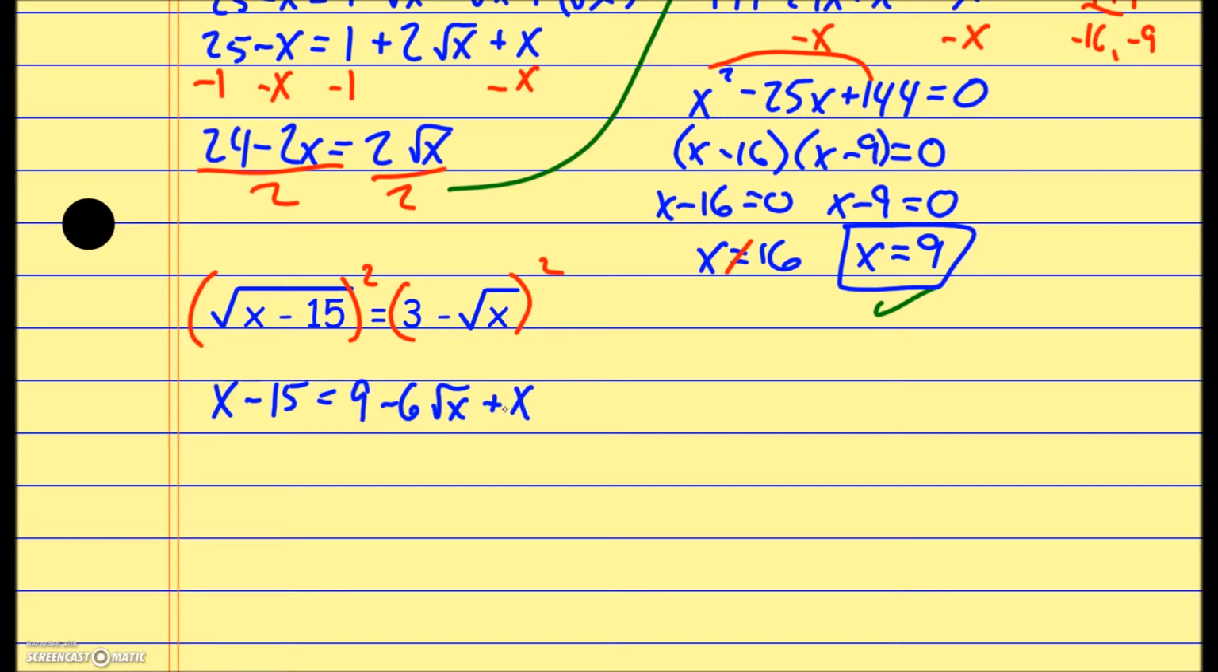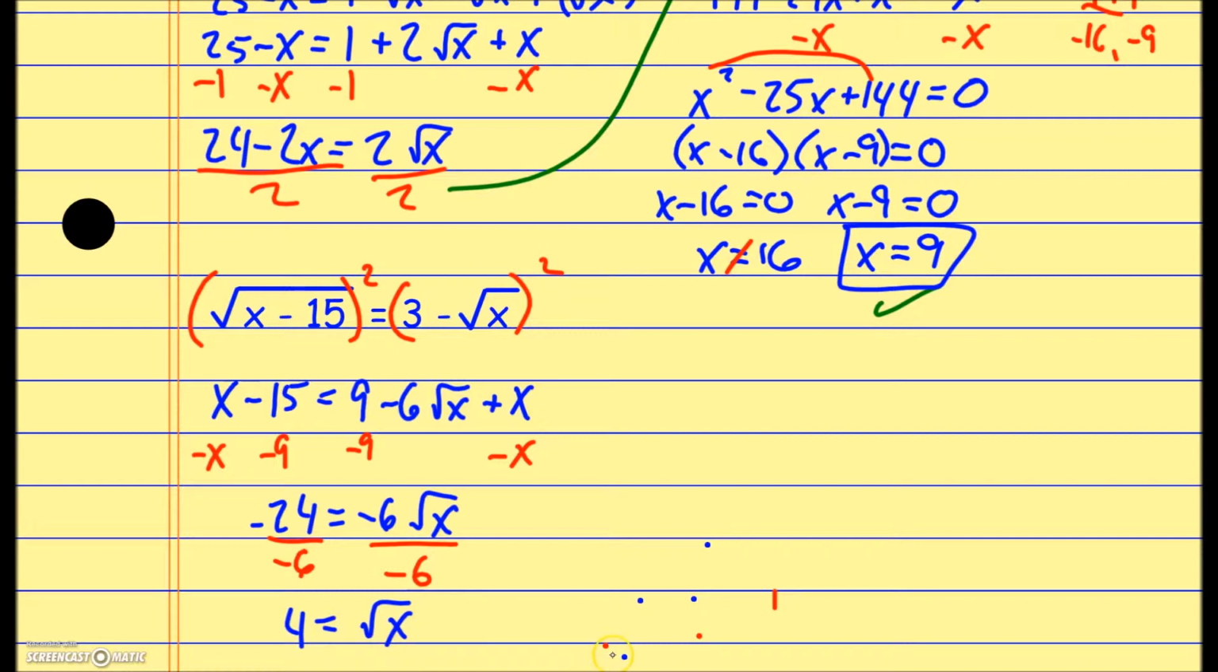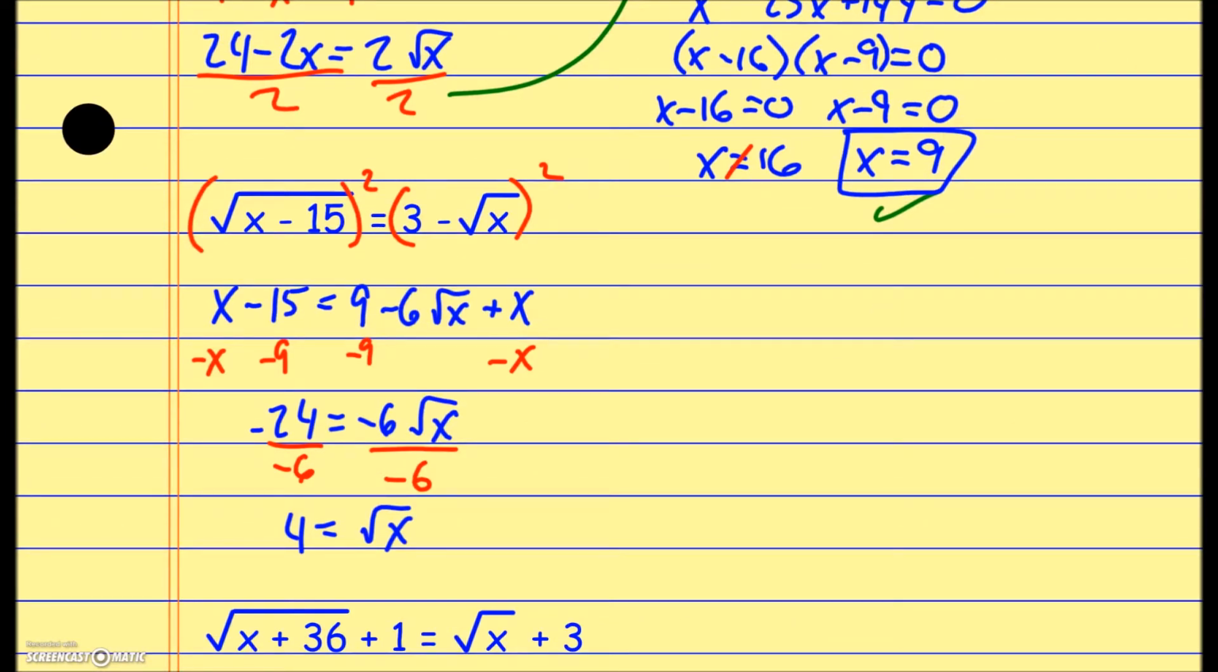And now from here, I have to isolate the radical again, so I'm going to subtract the x and the 9 from this side. And what happens over here is I'm just left with a negative 25, or sorry, a negative 24. Let me try that one more time. Equals a negative x, negative 6 root x. And now I divide by the negative 6. That gives me a positive 4 equals the square root of x. And now from here, I can undo the second radical by squaring each side. So I'm going to go ahead and square each side.